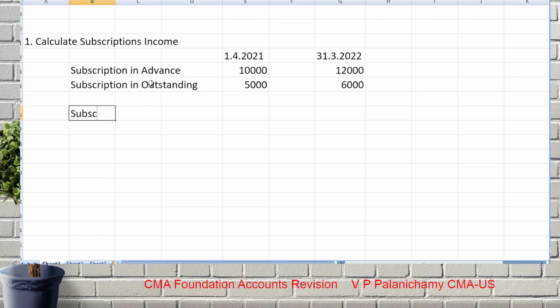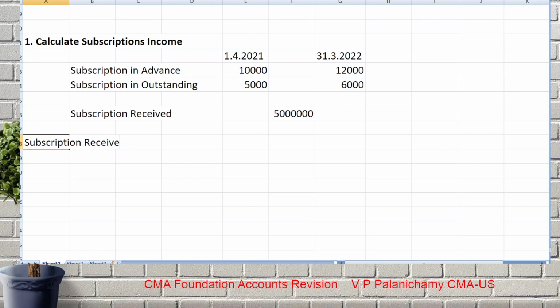Subscription received for the year is 5 lakhs. They will ask you to find out the subscription income. There are two methods of solving. One is the statement method. Take the subscription received, 5 lakhs. You add current year items and eliminate next year items.